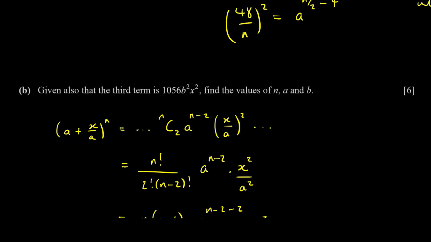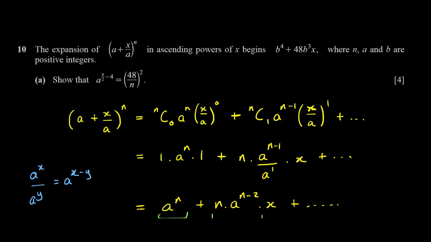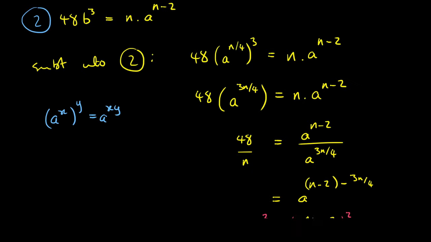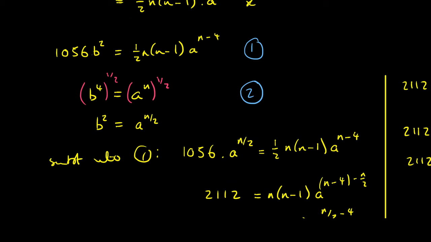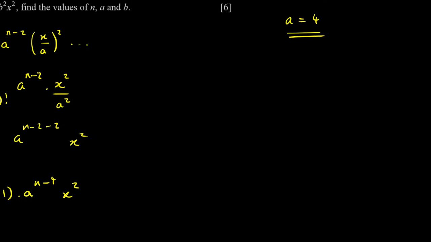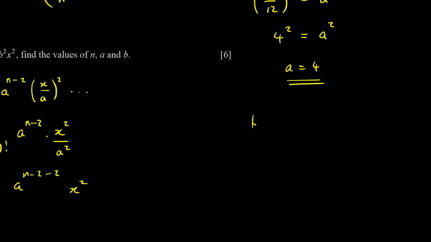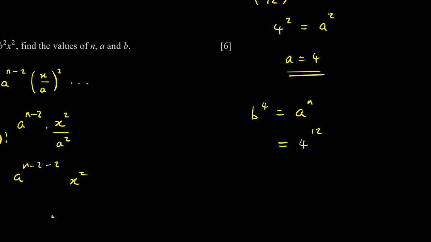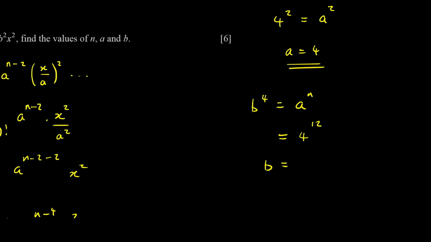So we were told that n, a, and b are positive integers here. Okay, so the last thing we've got to do is find out what b is. Where's the easiest place for me to substitute in? Probably into this guy here. So b to the 4 is equal to a to the n. So here we've got 4 to the power of 12. And so therefore, b is going to be equal to 4 to the power of 12 to the power of a quarter, which is 4 to the power of 3.